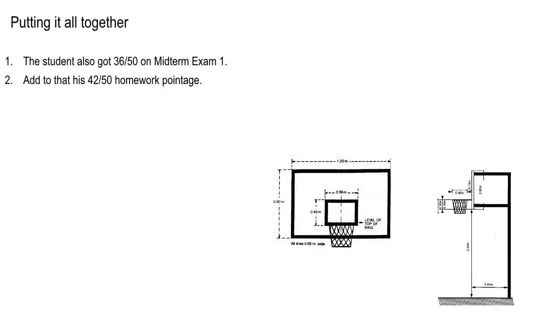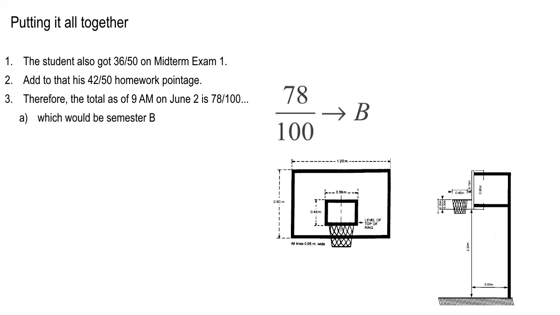So the student also has 36 out of 50 on midterm exam 1. That's another example grade. And add to that 42 out of 50. Okay, and so that works out to 78 out of 100 possible as of June 2nd. So if I were to give semester grades, that would be a B. If I was giving semester grades this morning, that is. All right. And that's pretty nice.